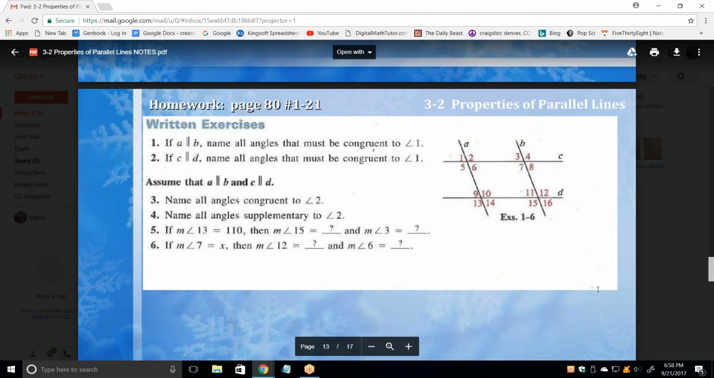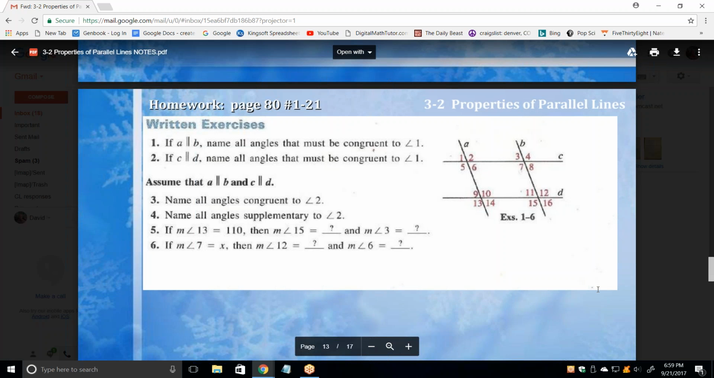Yes. Okay. If 13 is 110, then 15 is what? 13 is 110. 15 is 110. And 3? 100. No, it would just be 70. Check to make sure that you're looking for an acute angle. In other words, 3's got to be acute. It's got to be less than 110, because we know that it's supplementary to 13.